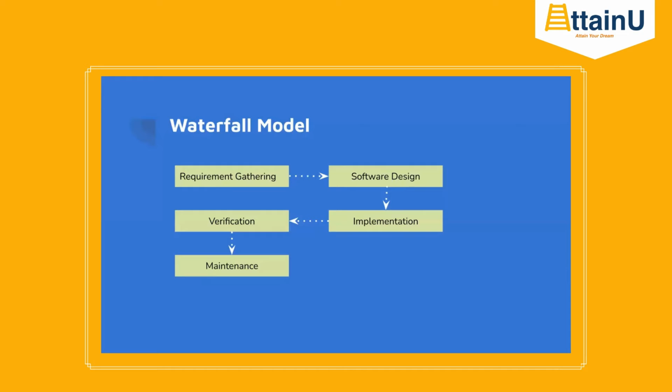In this waterfall model, a large amount of time was given to the documentation. The documentation could have been 100 pages, 200 pages, or sometimes even 1,000 pages. So it is a very bulky project. It is a very bulky system that we were working on, right?